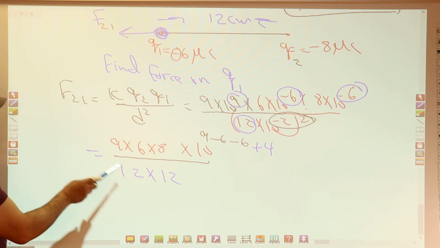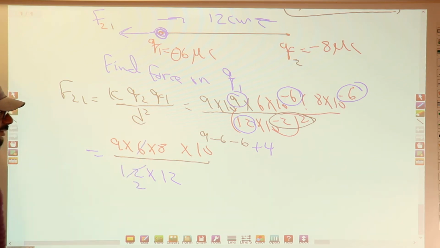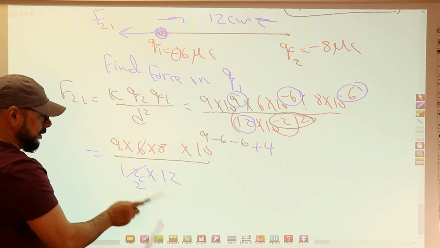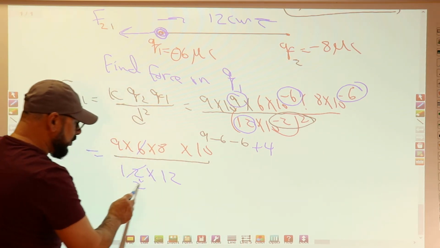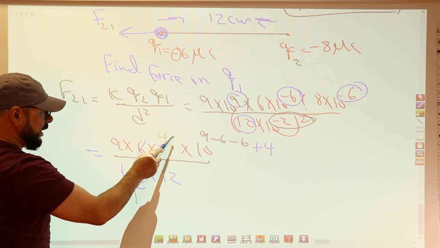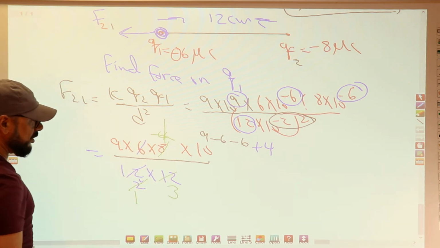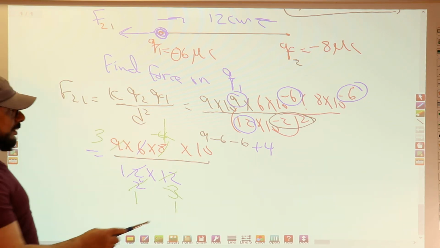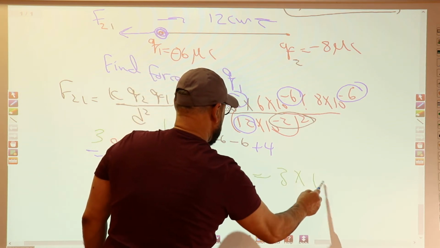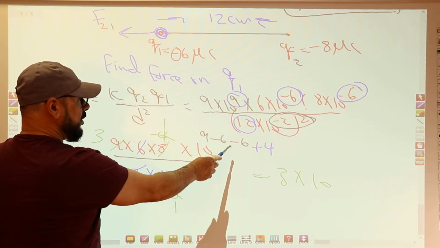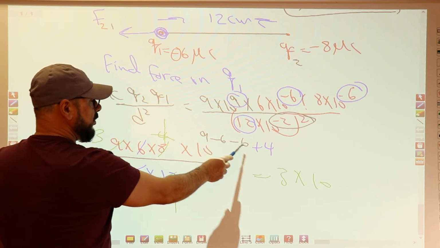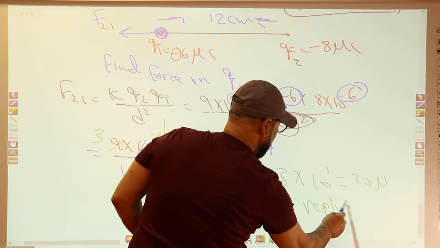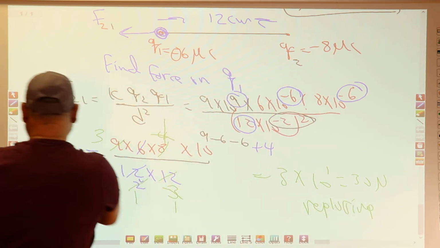Now let us simplify. 1 and here 2. And here, again, you can simplify more. You can use a calculator, I don't mind. But I like to show you this 3, this one and this one, 3. 3 times 1, 3, times 10 to the 9 minus 6, 3 minus 6, it's 1, which is 30 Newton. Repulsive.